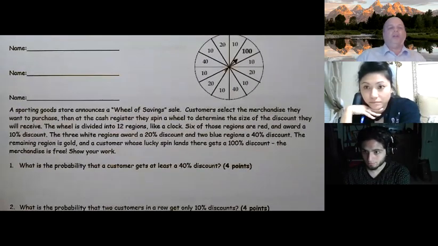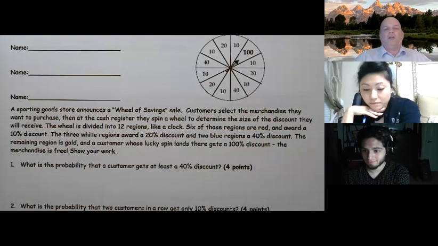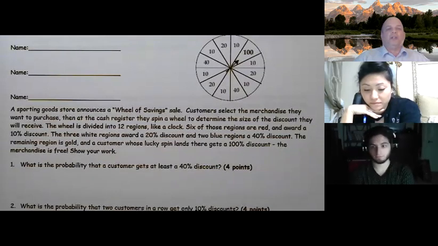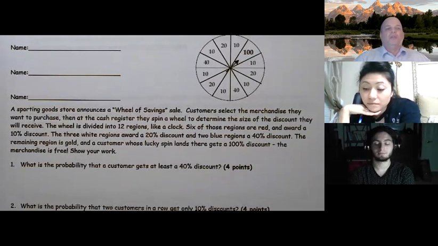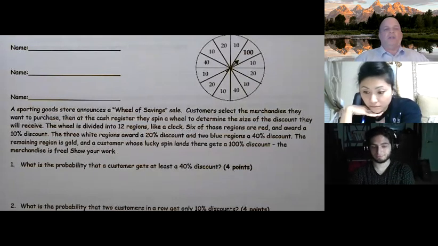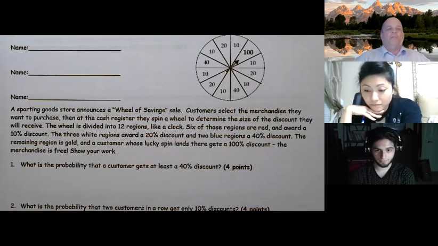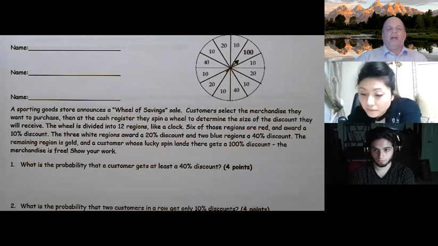So, a sporting goods store announces a wheel of savings sale. Customers select the merchandise they want to purchase. Then at the cash register, they spin a wheel to determine the size of the discount they will receive. The wheel is divided into 12 sections, or 12 regions, like a clock. 6 of the regions are red and award a 10% discount. The 3 white regions award a 20% discount, and the 2 blue regions, 40%. The remaining region is gold, and a customer whose lucky spin lands there gets a 100% discount, so the merchandise is free. So, what's the probability that a customer gets at least a 40% discount?